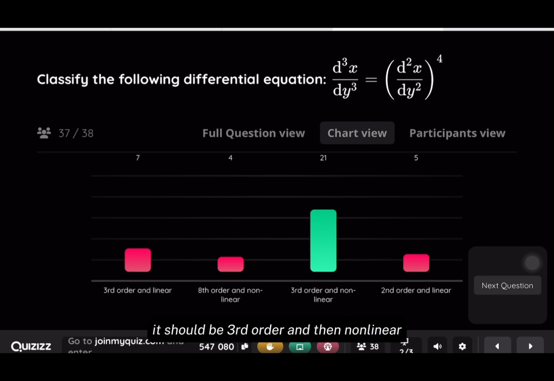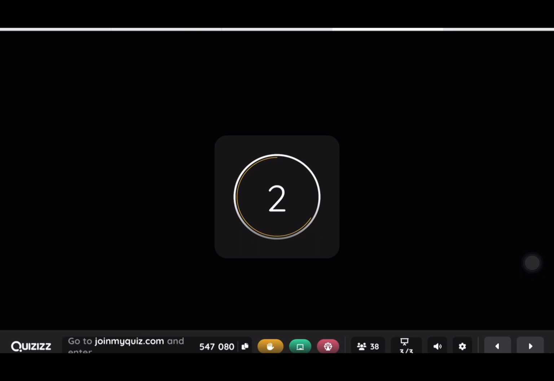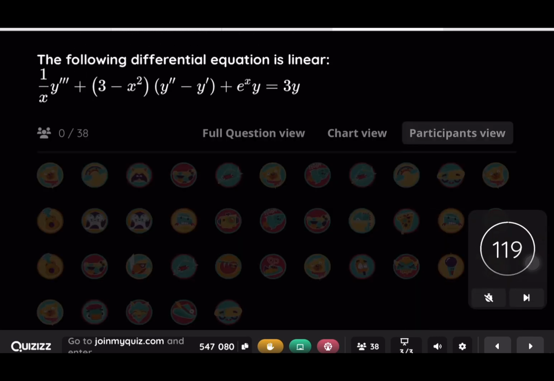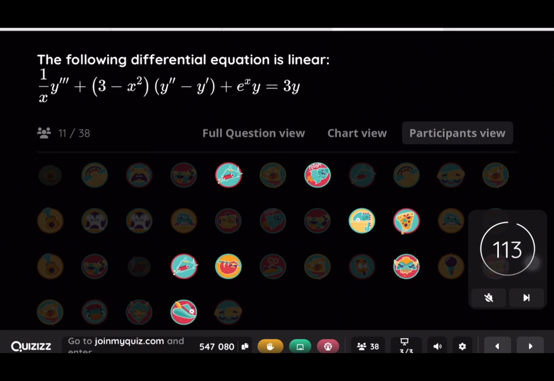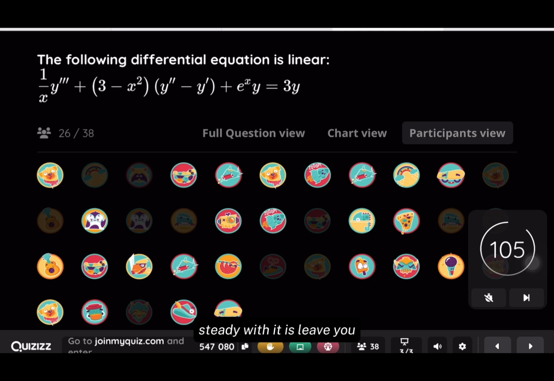Okay, it should be third order and then nonlinear, right? Nonlinear. Because it has a power of. Very fast, and within 2 minutes. Checking whether it's linear or not.